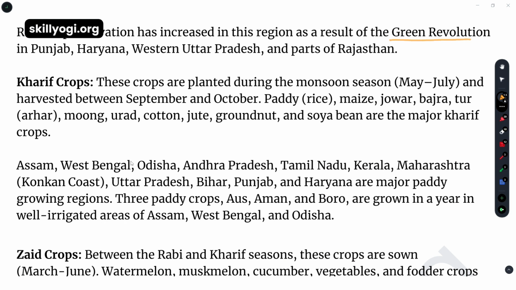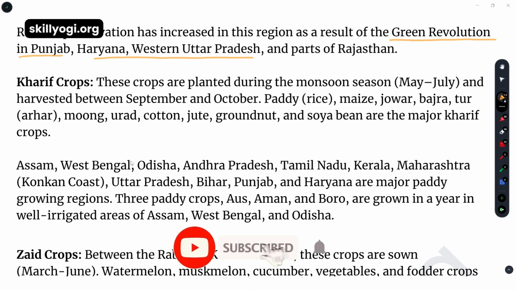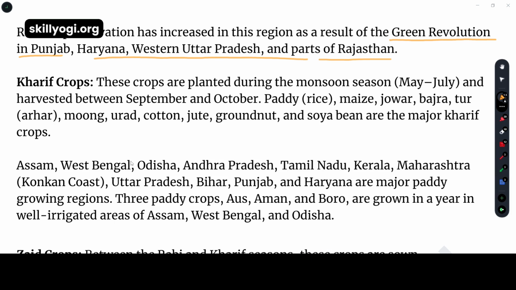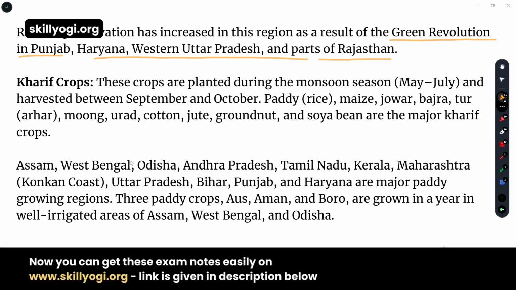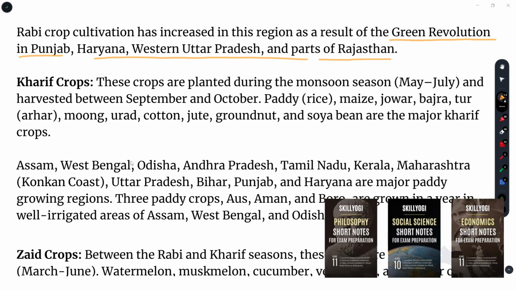After the full cropping pattern, I will mention what the green revolution is in Punjab, Haryana, Western UP and parts of Rajasthan. I will definitely mention what this is, who was the father of the green revolution, when the green revolution happened, and in which places the production was high for which kinds of crop. Everything I will mention about the green revolution. First we have to complete the full cropping patterns of the seasons.